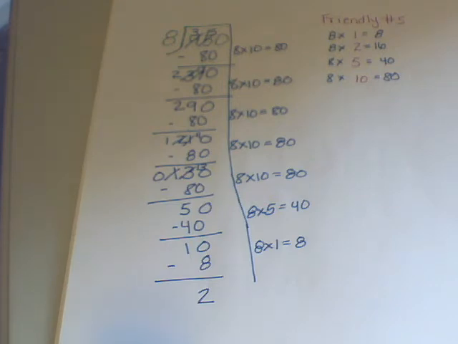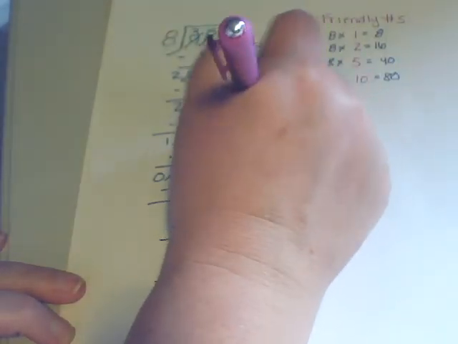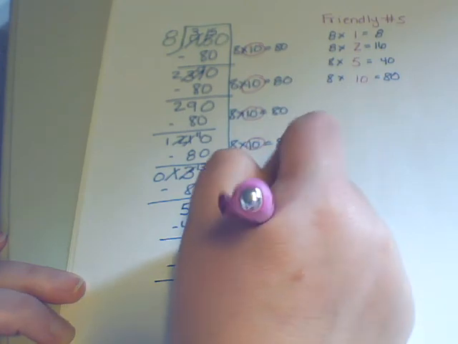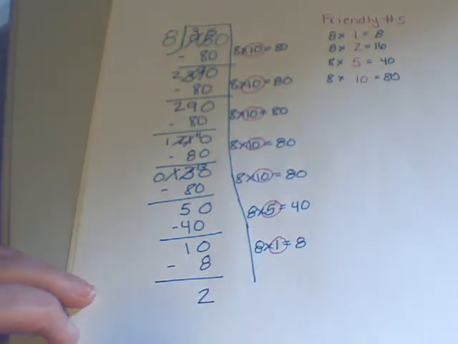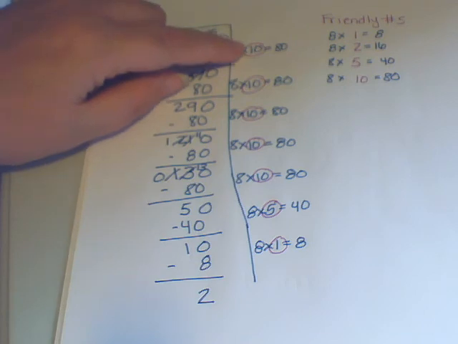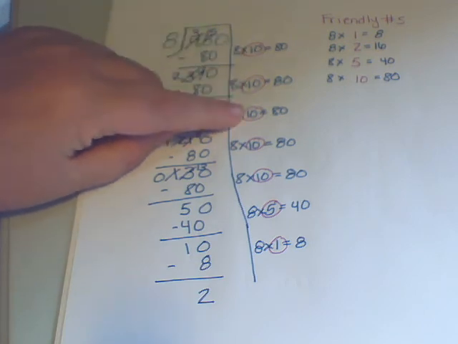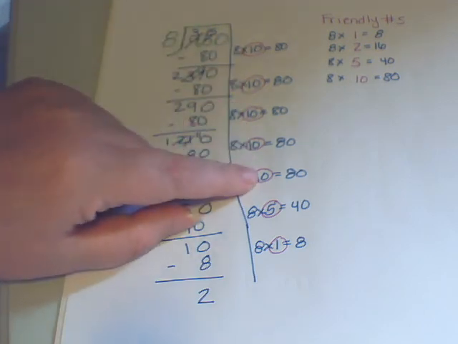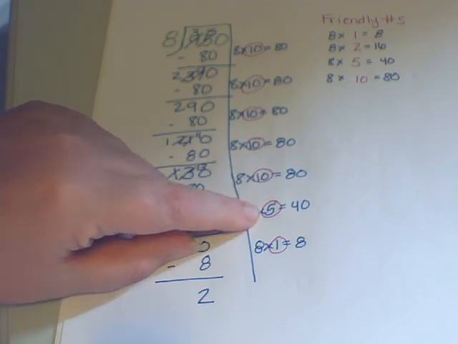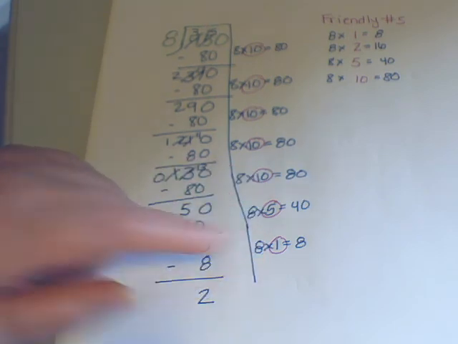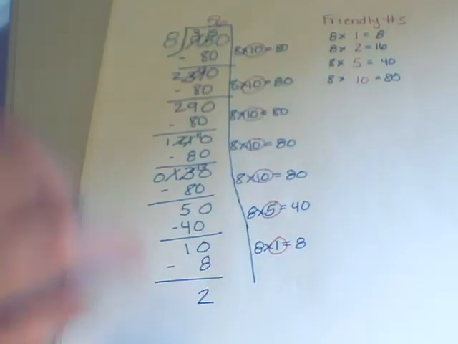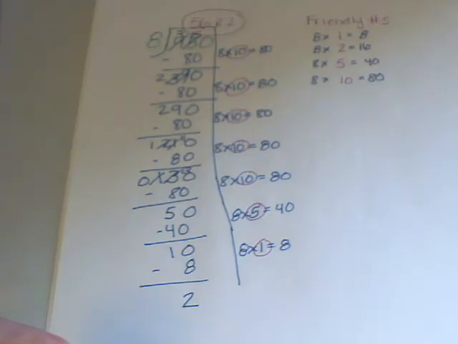But now what I have to do is add up the friendly numbers that I used. I did 10, 10, 10, 10, 10, 5, and 1. So I have to add all of those up. 10, 20, 30, 40, 50. 50 plus 5 is 55, plus 1 is 56. And then what was my remainder? I had a remainder of 2.